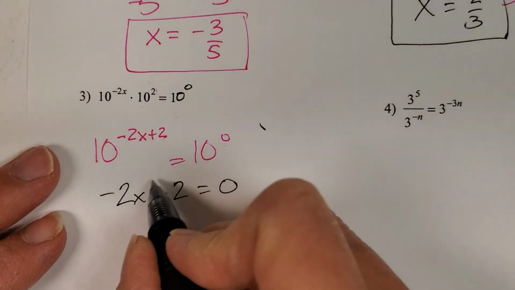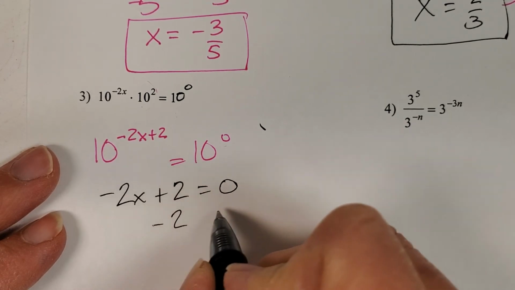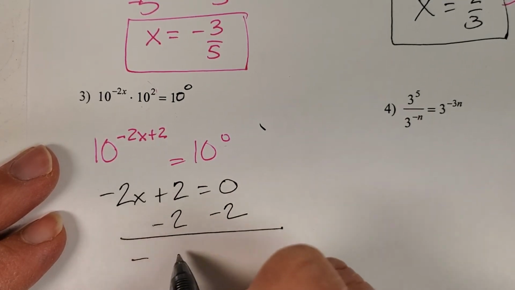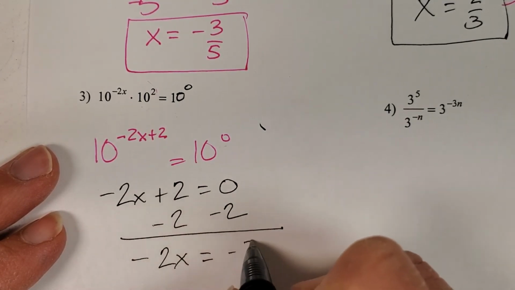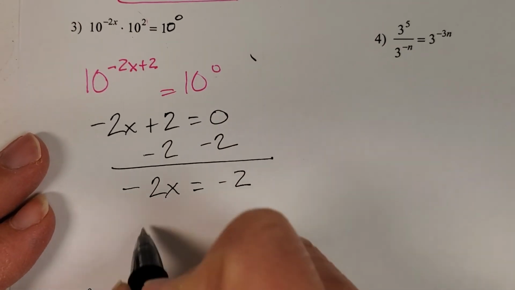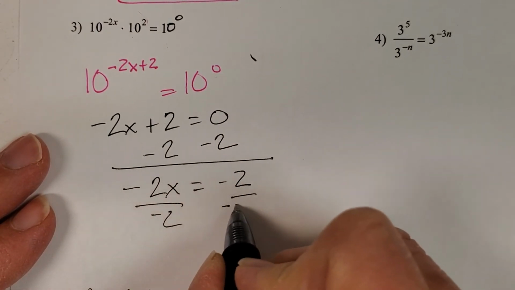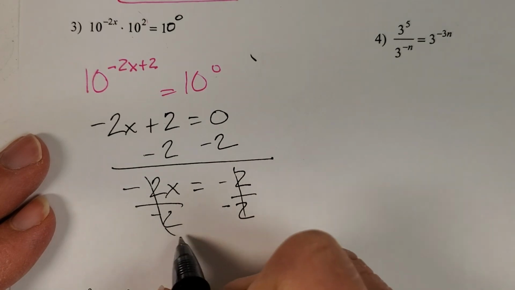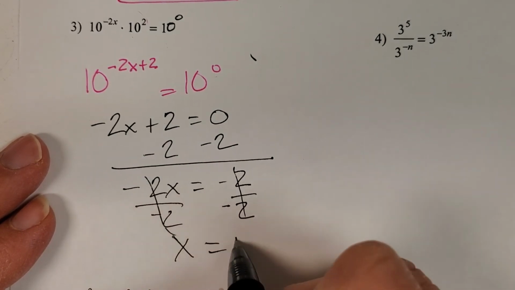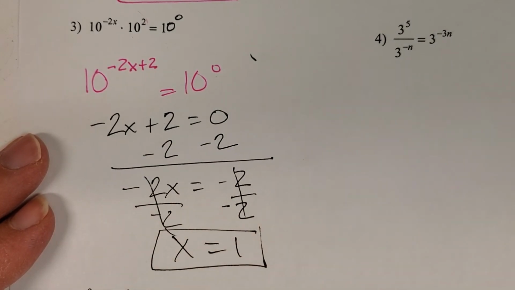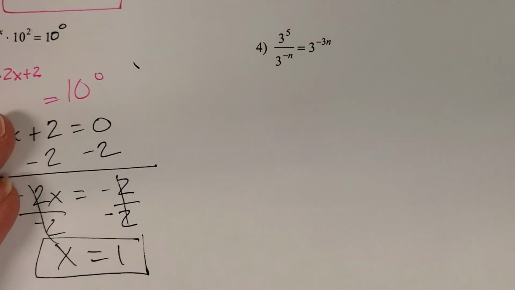I need to always try to get rid of addition and subtraction first. Negative 2x equals negative 2. Then I'm going to divide by negative 2. And those are 1s, so I get x equals 1. All right, just a couple more.